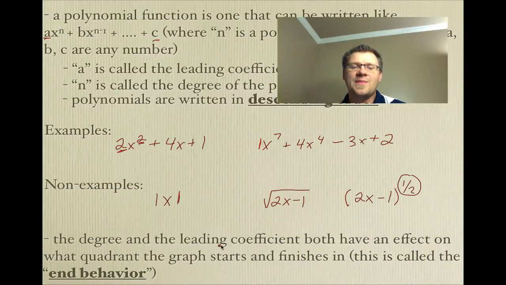So the degree and the leading coefficient both have an effect on what quadrant the graph starts and finishes in, and this is called the end behavior. And this is what we're really looking at in this lesson today.